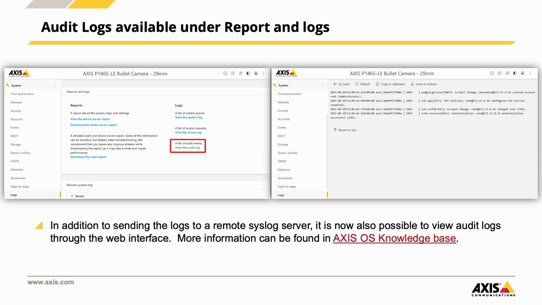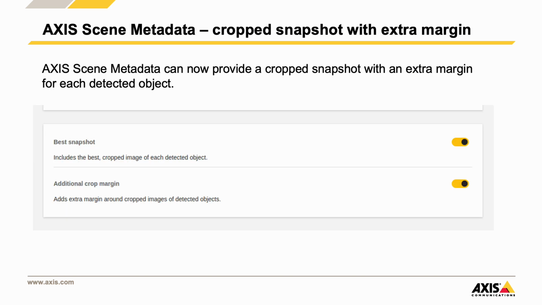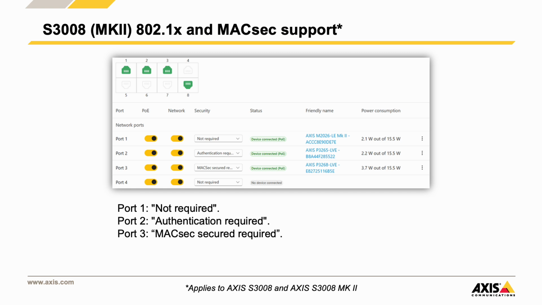Audit logs were added to Access OS 12.5 and we have now added the possibility to view them from the product's web interface as well. More information can be found in Access OS knowledge base. We have added the possibility to make access scene metadata take a cropped out snapshot, including an extra margin of each detected object.